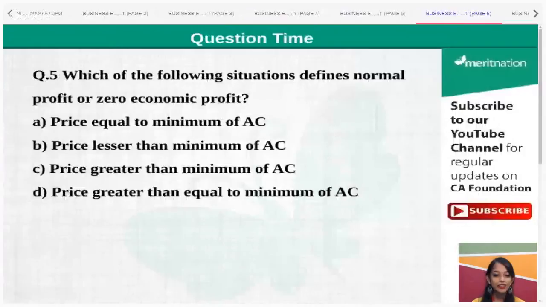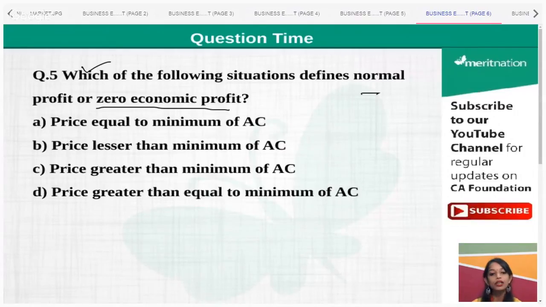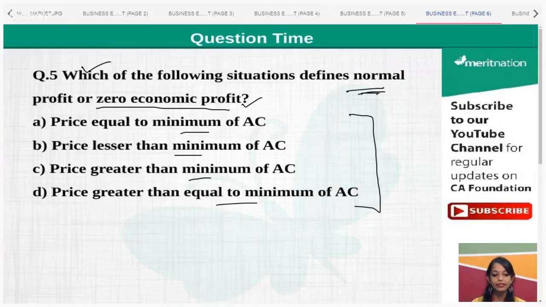Great. Next question, guys. Which of the following situations defines the normal profit or zero economic profit? Now, if you recall, zero economic profit prevails in a perfectly competitive market in the long run, right? Now, we have to identify in which of the following situations we attain the normal profit, or how do we define the normal profit, guys? So what do you think is the correct answer? A, B, C, or D? Price is equal to minimum of AC, price is lesser than minimum of AC, price is greater than minimum of AC, or price is greater than or equal to minimum of AC.